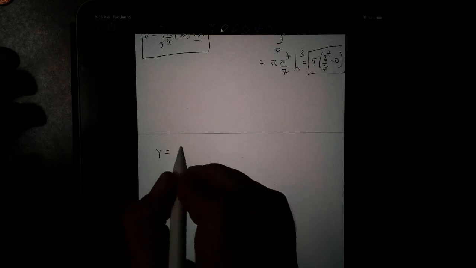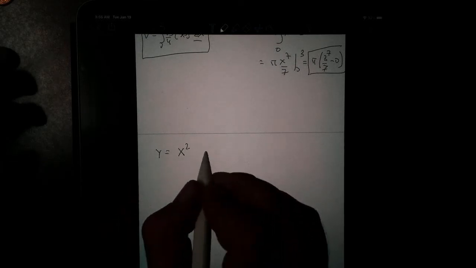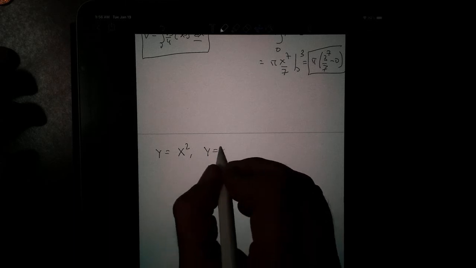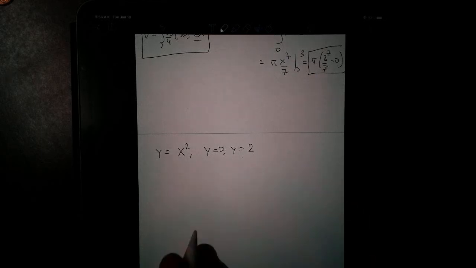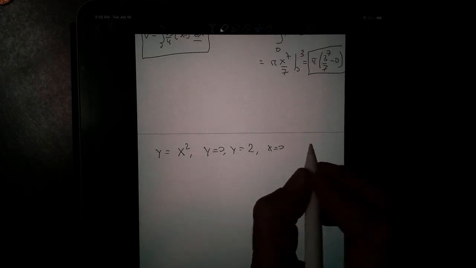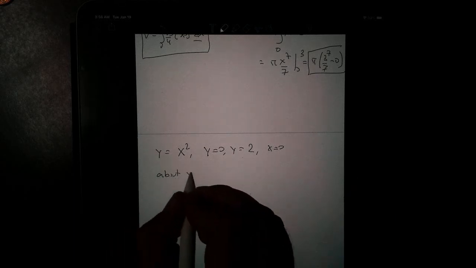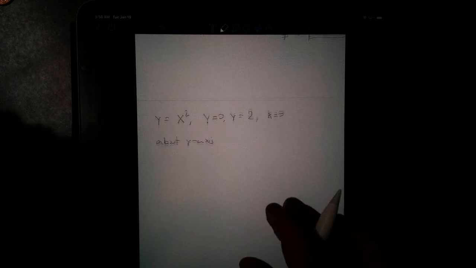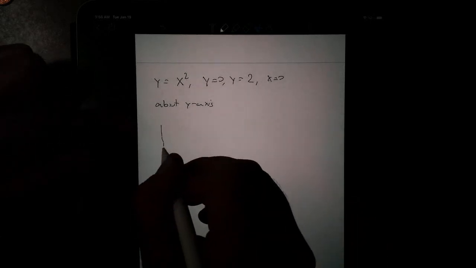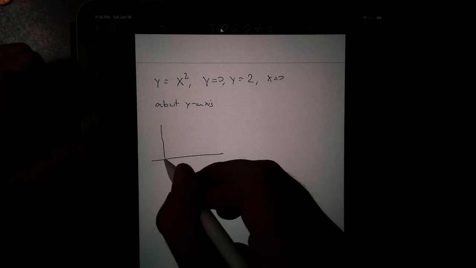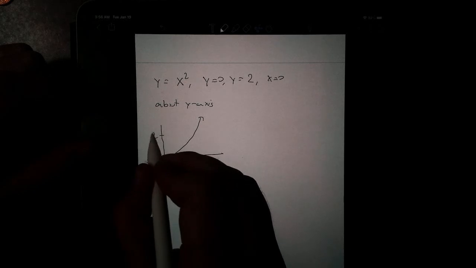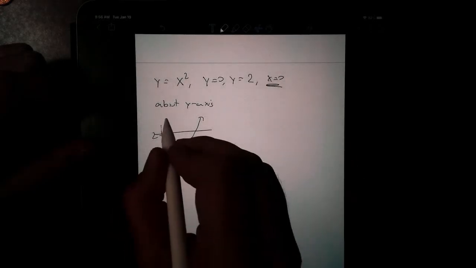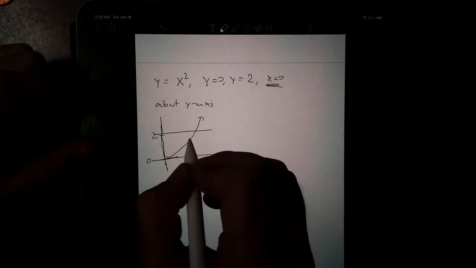Now, what if we have something like y equals x squared, and our domain is from y equals 0 to y equals 2, and x equals 0, and now we want to revolve it about the y-axis. Well, this becomes a little bit trickier. If I were to graph this, let's take a look at the domain we're looking at. X squared, we know what that looks like. It's a parabola. Y equals 0, y equals 2, and x equals 0, which is the y-axis. So now our region is this little piece right in here.